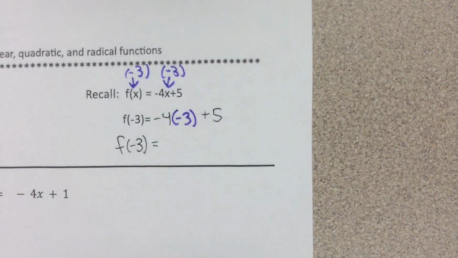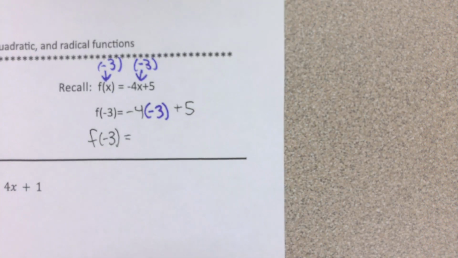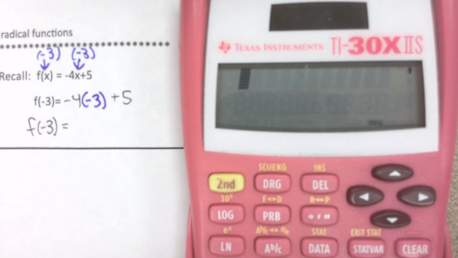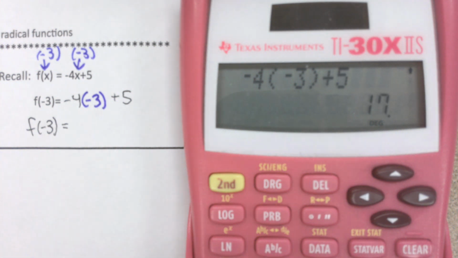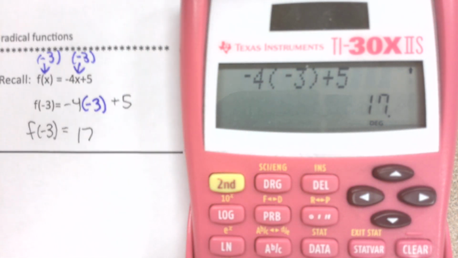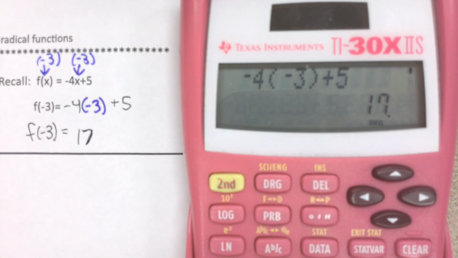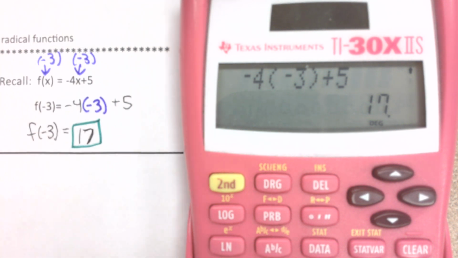And again, you can do the math in your head or use a calculator. Just make sure you're careful about it, whichever way you do it. On the calculator, if I write it, I type it: negative 4 times negative 3 plus 5. 17. So 17 is our answer.